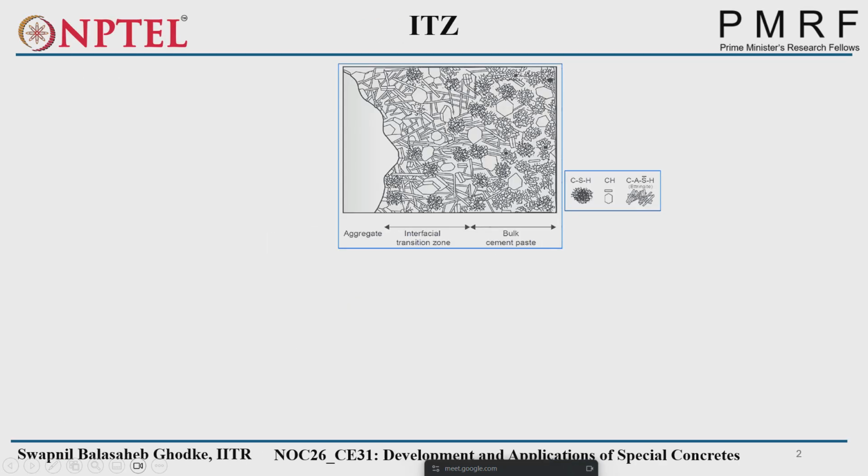In the last lecture, someone asked why in the ITZ the CH percentage is higher than the CSH, although the cement percentage is less. Is there anyone able to find the answer for that? Has anyone tried?